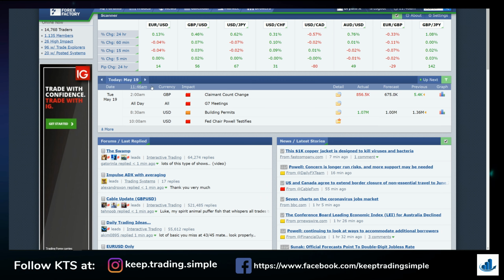I use this obviously for the pip changes. I want to know how much the currencies have moved. One big outlier for me right now that we're going to have to look at is this guy right over here. This 142, that's a biggie, right? So first things first, let's go into news.